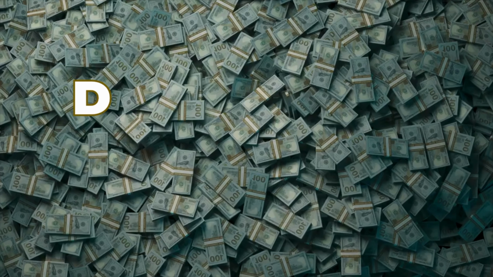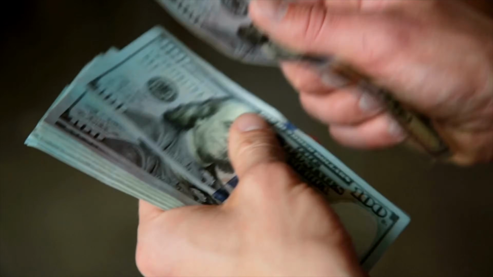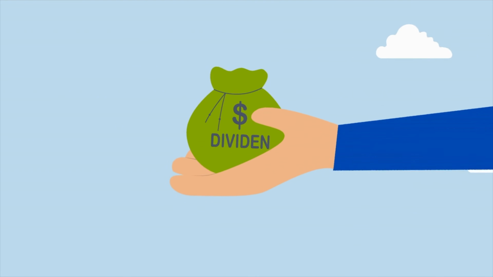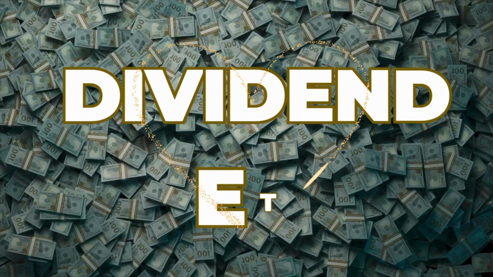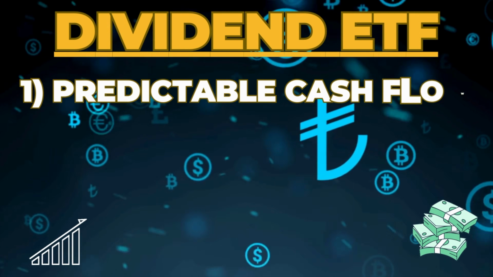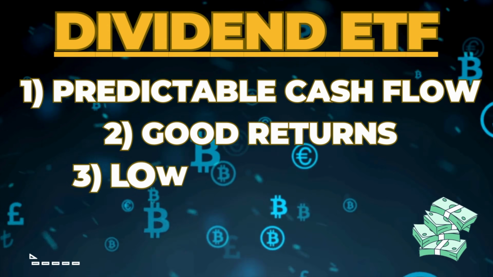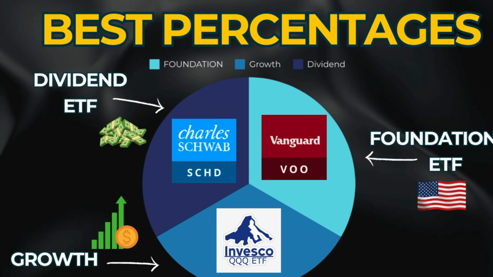But in a nutshell, dividend ETFs are ETFs that primarily focus on paying a dividend. A dividend is real money that a company pays out to its shareholders, also known as you, the investor. Why people love dividend ETFs is because of the predictable cash flow you will receive from the dividend. It provides good returns. They're generally less volatile than growth ETFs and broad market ETFs, and it can even serve as a great complement to any ETF portfolio, especially to a growth or broad market ETF.